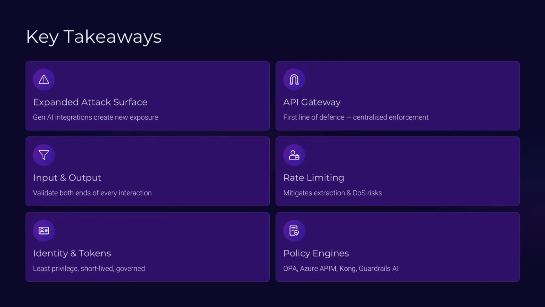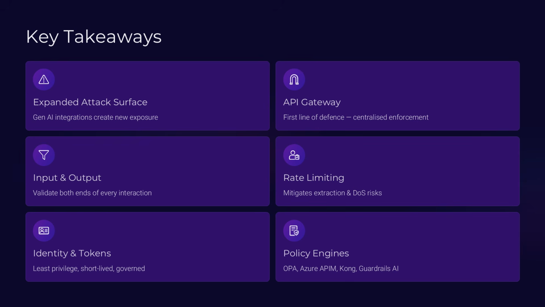Generative artificial intelligence integrations expand your attack surface. Application programming interface gateways provide centralized enforcement. Input validation protects against prompt manipulation. Output filtering prevents sensitive data exposure. Rate limiting mitigates extraction and denial of service risks. Identity and token security ensure controlled access.